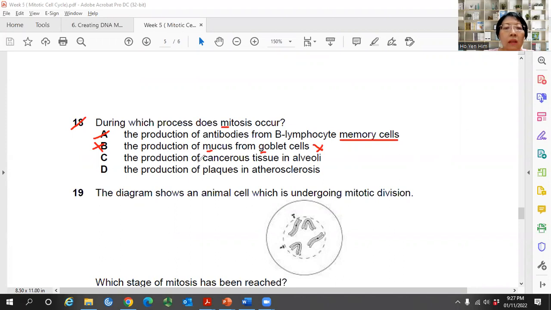Then C, the production of cancerous tissue in alveoli. This one is very straightforward, see? The production of cancerous tissue in alveoli. So you know that cancer is due to uncontrolled cell division by mitosis. So definitely the answer should be C already, not A, because production of antibody is similar to mucus.